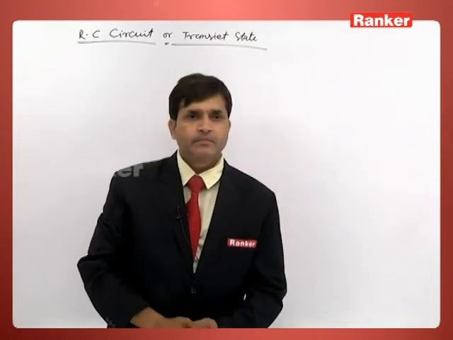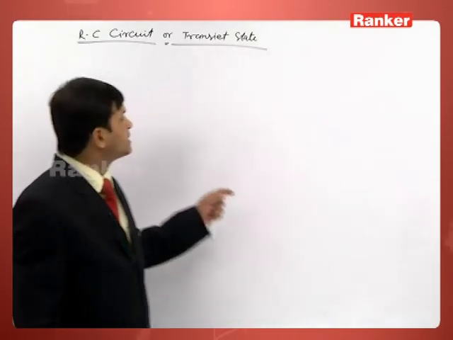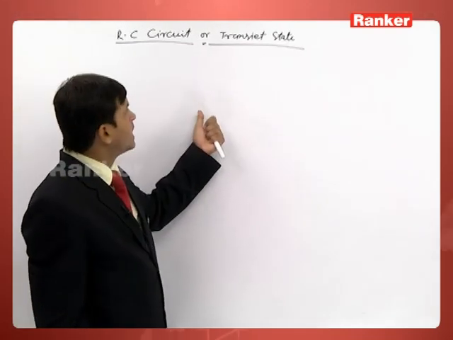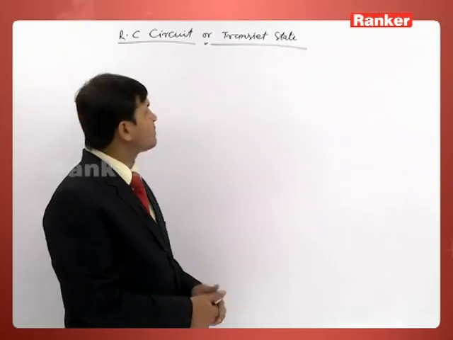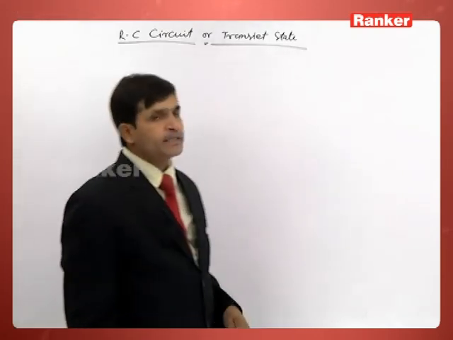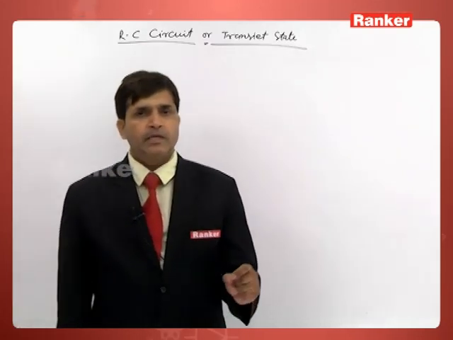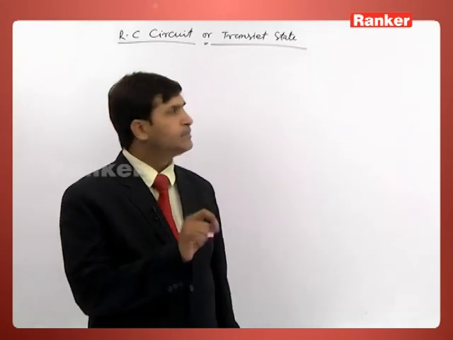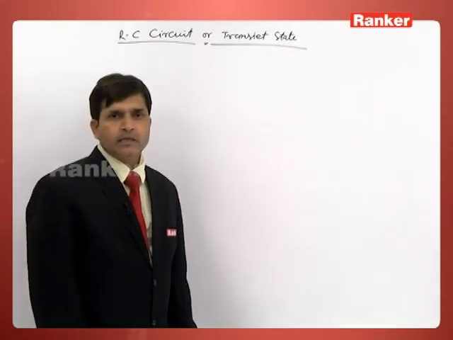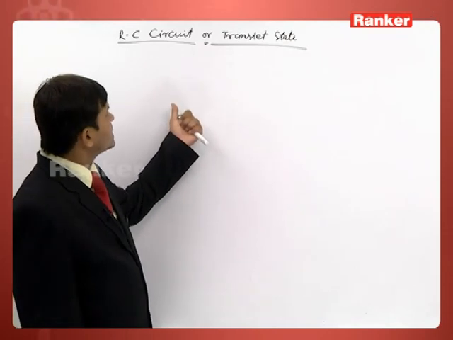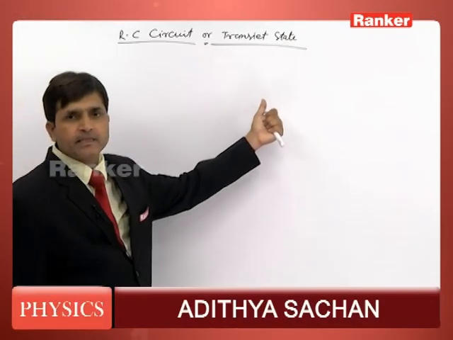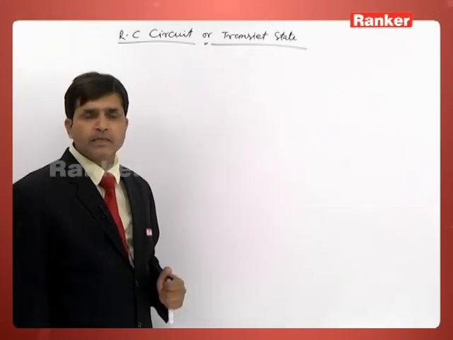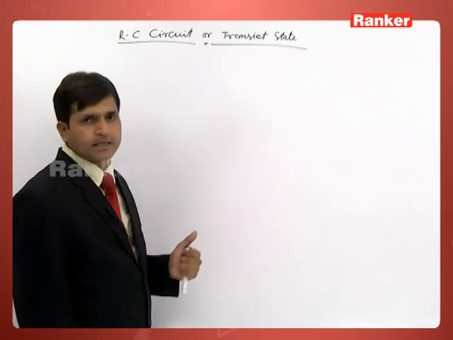In an RC circuit, we are going to determine the current and charge in a circuit as a function of time. So first of all, what is the meaning of transient state? Whenever a capacitor is connected across a battery, it takes some time to get fully charged. In this time interval, how the charge is changing on a capacitor, and because of that, how the current is flowing in a circuit, that we are going to discuss here.